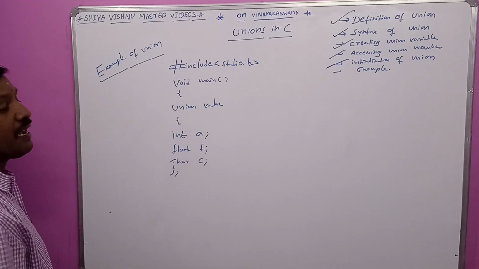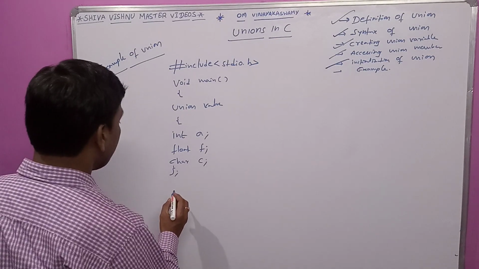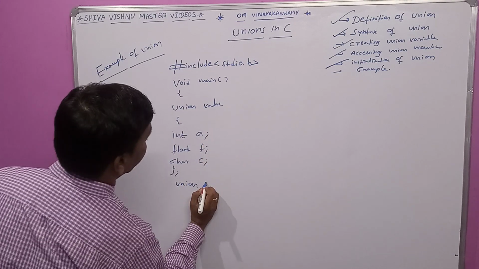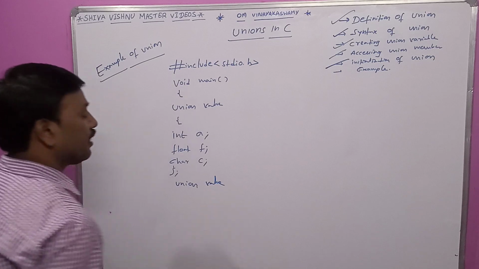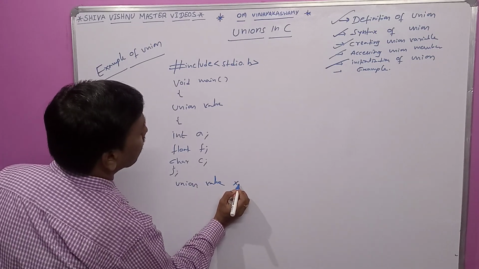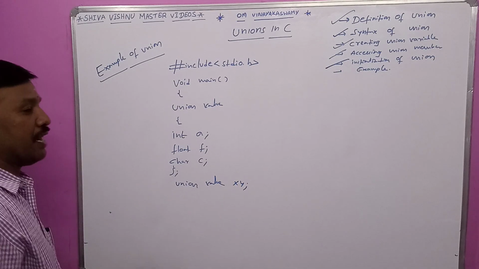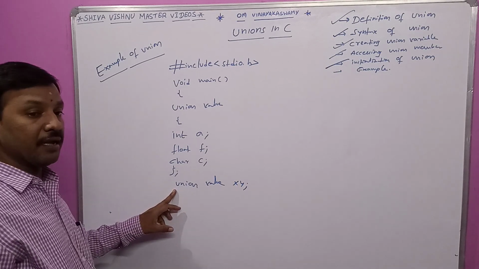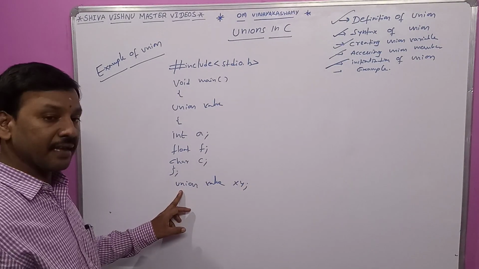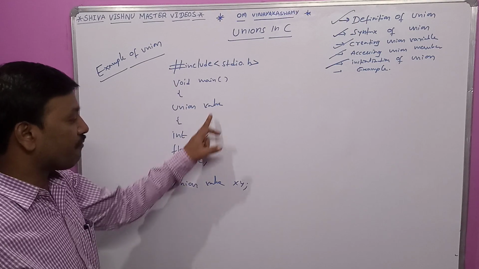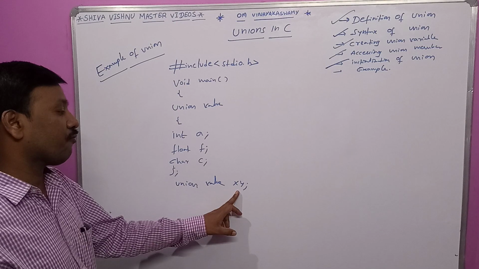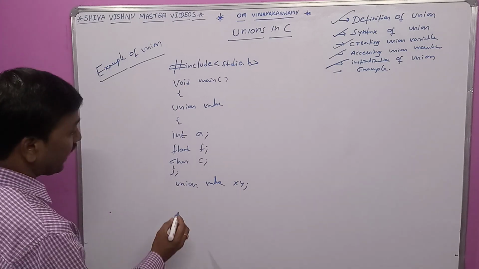Here you can see we are creating a union variable. Based on the syntax, union name is value, space, xy is the variable name. Follow the syntax, and you can write like that. Union is a keyword, union name is value, space, then the variable. You can take any variable, xy semicolon. Next.